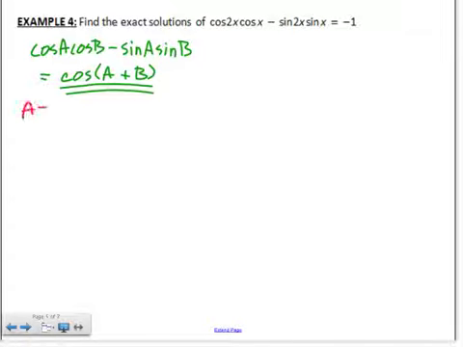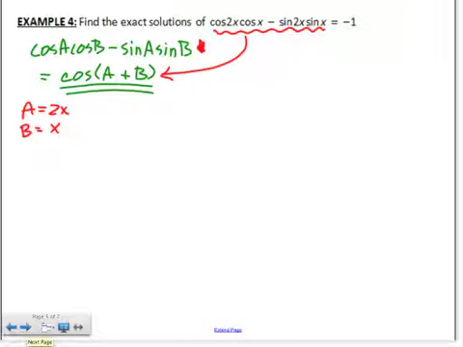So what's my A going to equal, Ms. Miller? 2x. And what's my B going to equal? x. Okie dokie. Here we go. I am using this pattern. I see that this is in this pattern, so I can go straight to that as long as I've shown that that's what I understand.